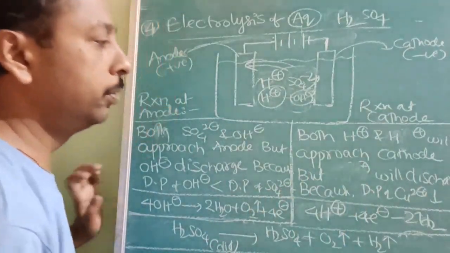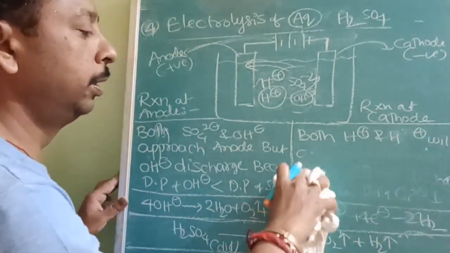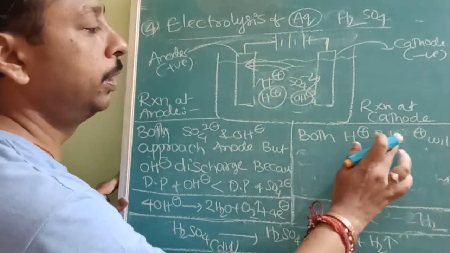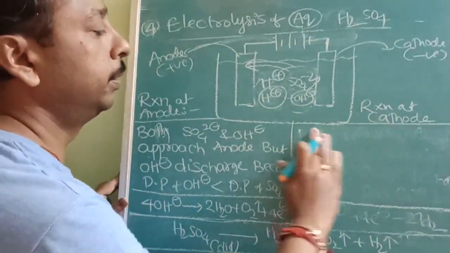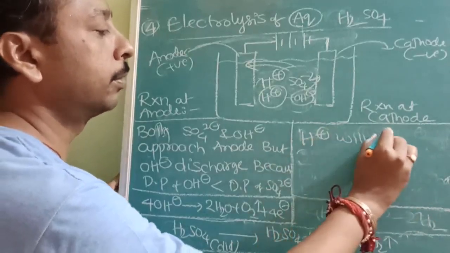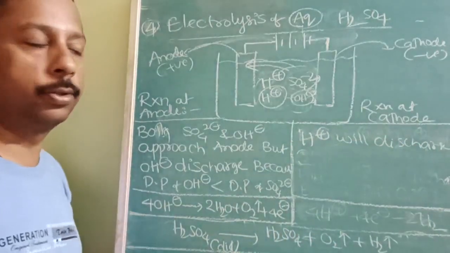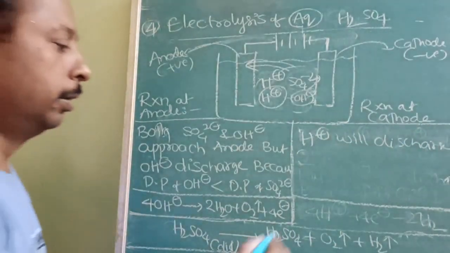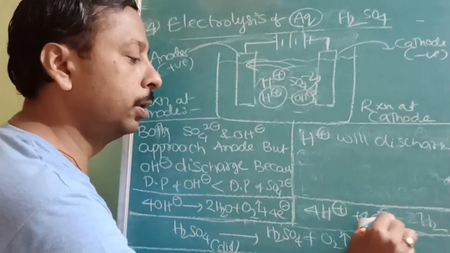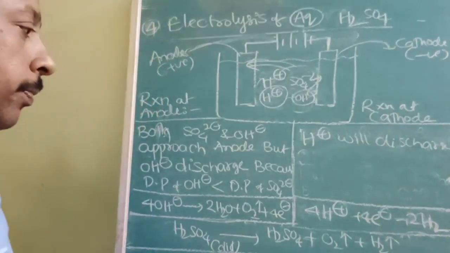Because there is no competition here, only H plus. Both give H plus only, so this paragraph is not required, because there is only one type of ion. So simply I will write the reaction at the cathode: H plus will discharge, because both are giving only one type of ion. What is the reaction? 4H plus plus 4 electrons gives 2H2. Is it understood? Note down.